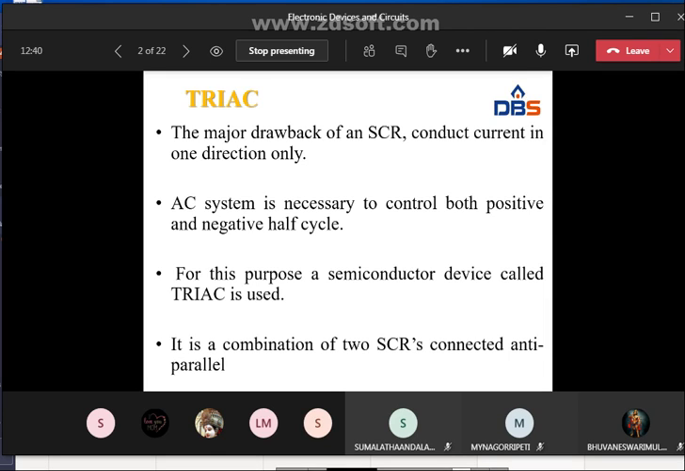The major drawback of an SCR is that it conducts current in only one direction. In an AC system it is necessary to control both the positive and negative half cycles. For this purpose, a semiconductor device called TRIAC is used. A TRIAC is a combination of two SCRs connected anti-parallel.